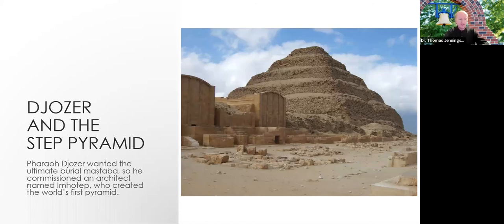And it's made out of small mud bricks, not giant casing stones that were hundreds of tons and dragged into place. It also has a separate temple complex because he's buried underneath the pyramid rather than inside of the pyramid yet. So the Step Pyramid becomes the first pyramid. And every pharaoh after that wants to improve upon the pyramid.